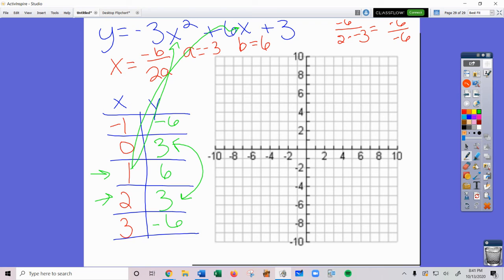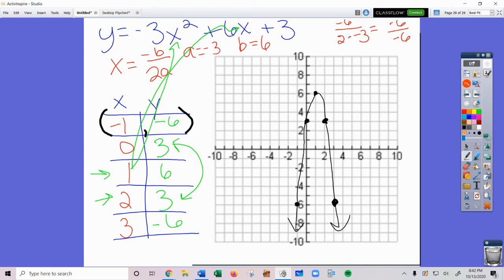Okay, and so just like we did yesterday, no problem, we're going to start plotting these ordered pairs. And so I'm going to plot the point negative 1, negative 6. I'm just taking that ordered pair from right here. Now I'm going to plot the point 0, 3, 1, 6, 2, 3, and 3, negative 6. And this is our parabola.